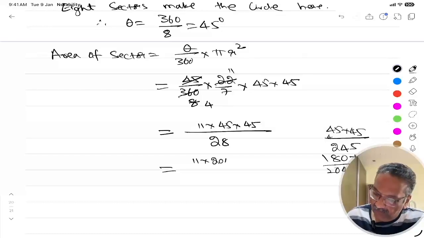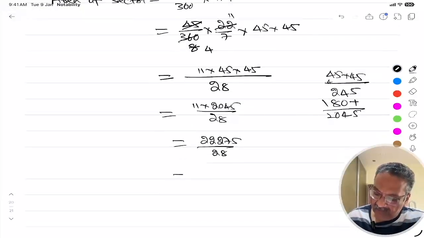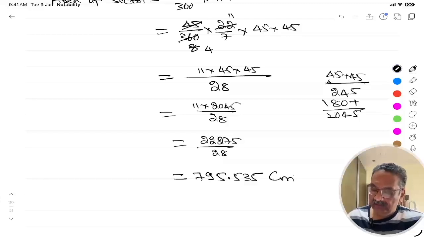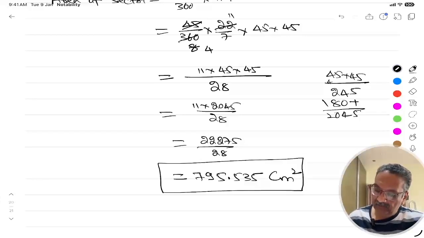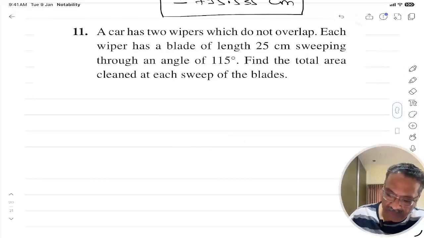11 into 2045 by 28, which is equal to 22275 by 28, which comes out to about 795.535 centimeter square. So this is the area between two consecutive ribs. Let's come to question number 11.